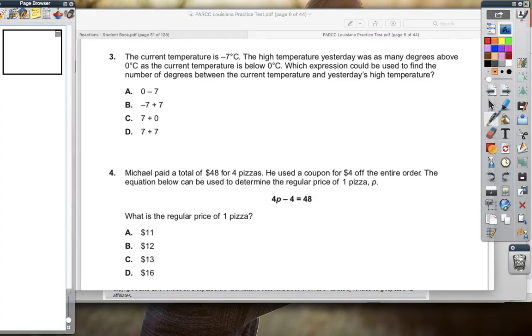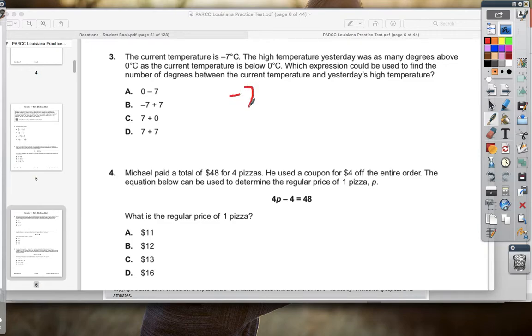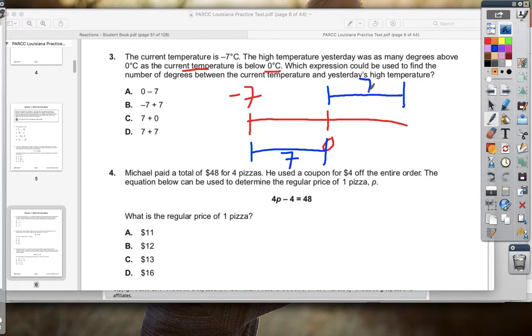Moving on to 3 and 4, as the current temperature is -7 outside. The high temperature yesterday was as many degrees above 0 as the current temperature is below 0. So if I were just to make a number line, and I think to myself, the current temperature, how far below 0 it is, I'd say, well, we are 7 places below 0. So the high temperature yesterday was that many degrees above 0. And that takes me to the 7.